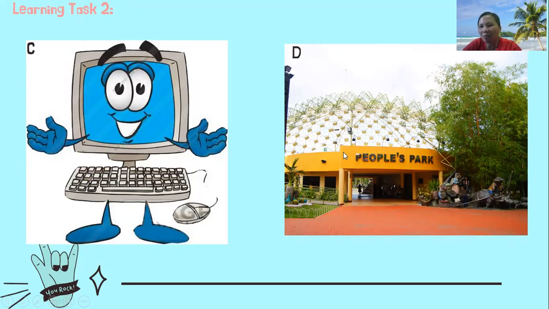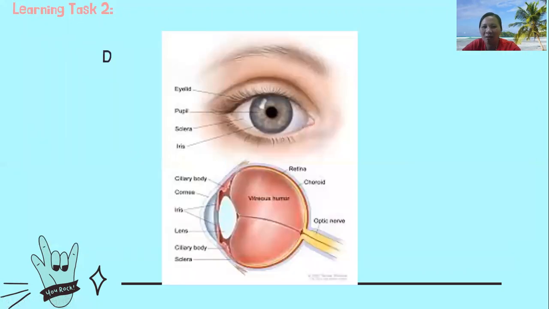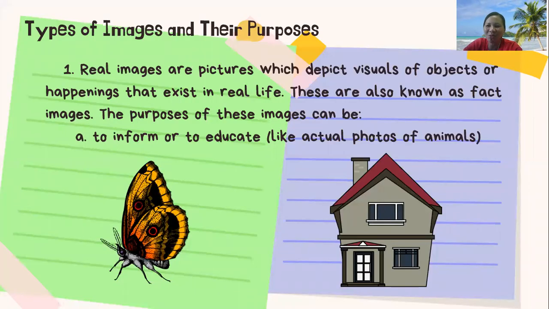Okay, write your answer in your notebook. All right, so letter C is make-believe. Very nice. Okay, next one, letter D. What is your answer? Oh, great job. This is a real image. Good. Very nice. Keep going. Then letter E. All right, of course. This is a real image because it is showing the real picture of the eye.